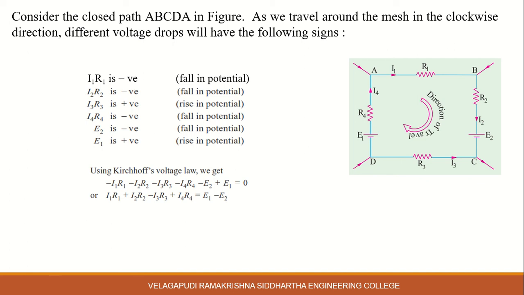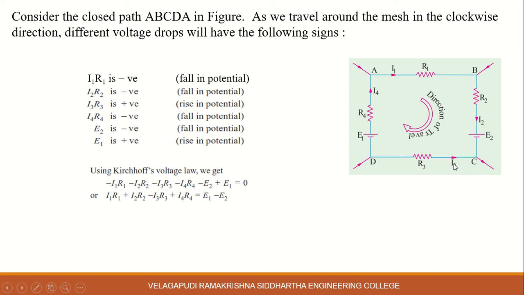Coming to battery E2. Battery E2 goes from positive sign to negative sign. That means a fall in voltage. So it is represented with the negative sign, that is minus E2. E2 has a negative sign, that is a fall in potential.